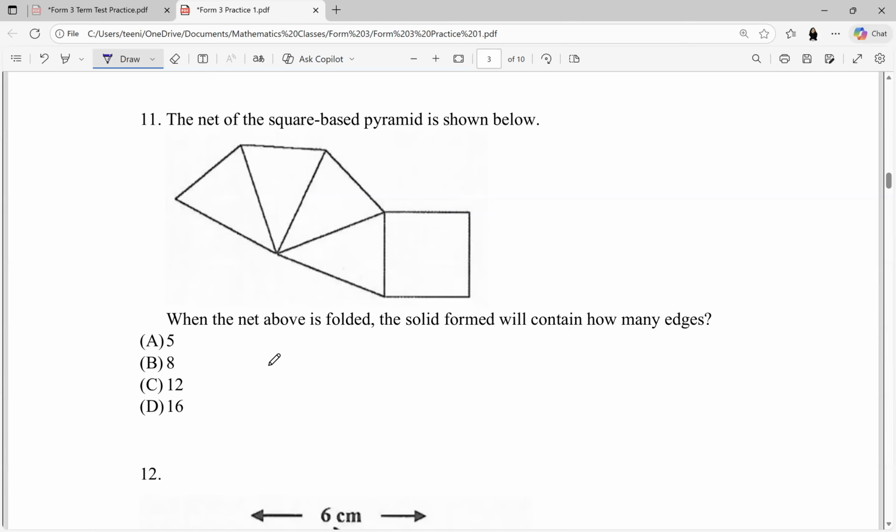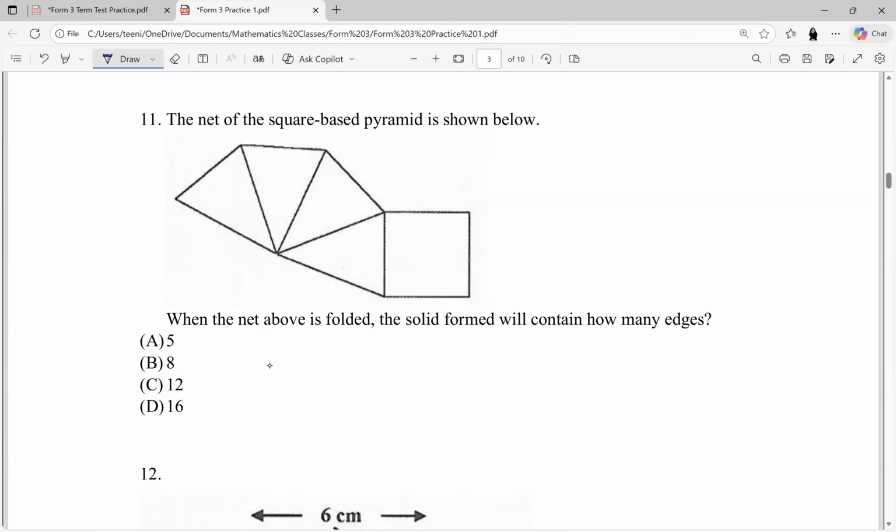How many edges are in a square-based pyramid? Is it 8, miss? 8? Yeah, I think it is 8. Because you'll have the 4 at the base, and then you'll have 4 at the corners.